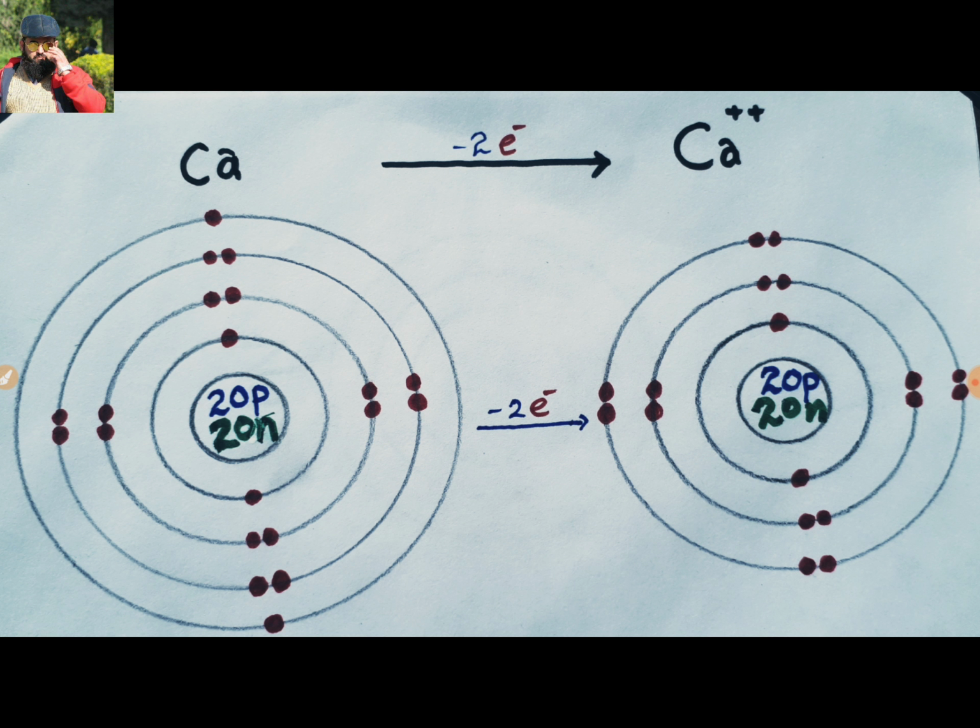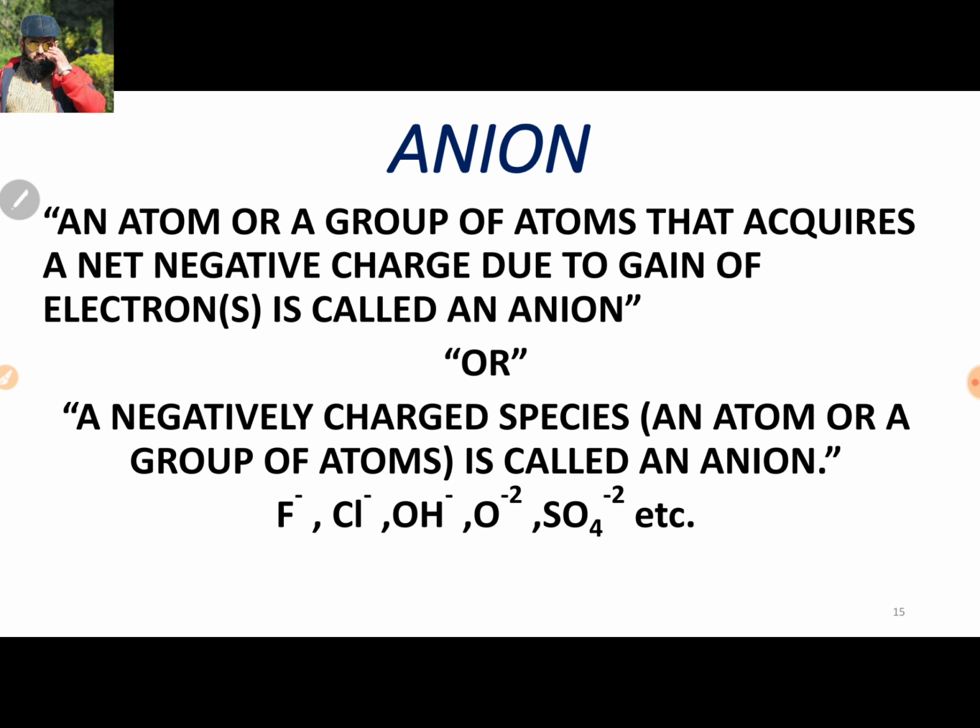Similarly, here you can see that when the calcium atom loses the 2 electrons present in its last shell, it acquires a double positive charge, and now the number of electrons is less than the number of protons in it. A calcium atom has 20 protons and 20 electrons, but a calcium double positive ion has 20 protons and 18 electrons. Now let us talk about anion.